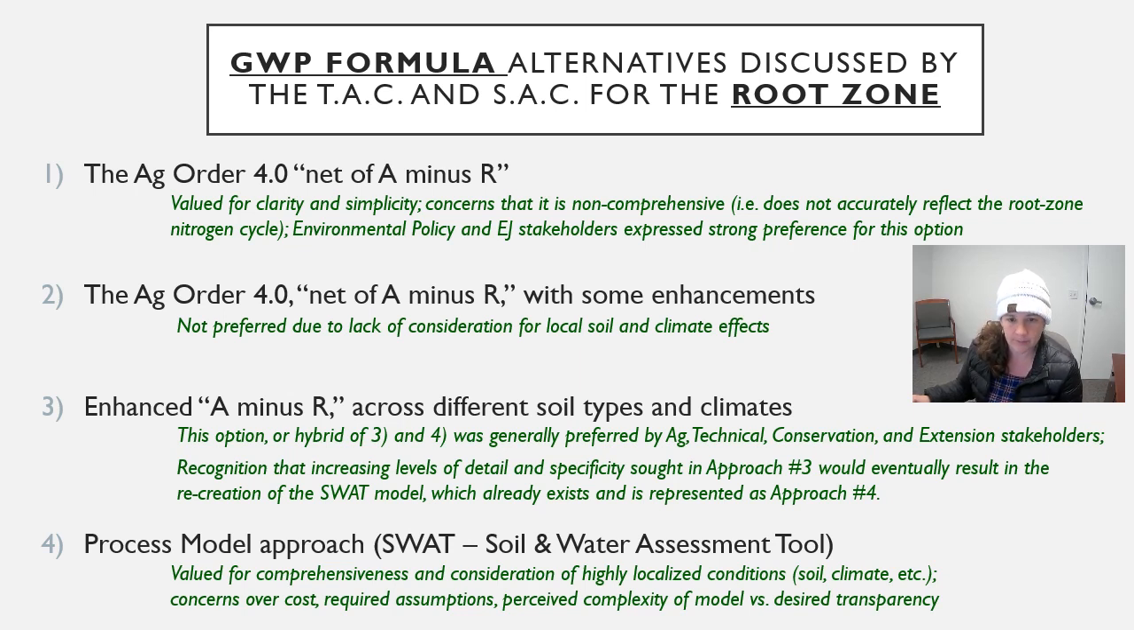The Ag Order A-R with some enhancements was actually not preferred by anyone due to the lack of consideration for local soil and climate effects. And so that really left majority opinion sitting with option 3, or some kind of hybrid between option 3 and 4 here. I think that was probably closer to the majority opinion of our ag stakeholders, our technical stakeholders, so our researchers, our conservation practitioners, and extension stakeholders.